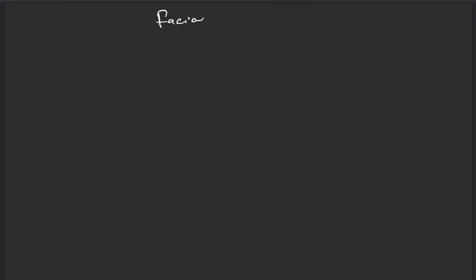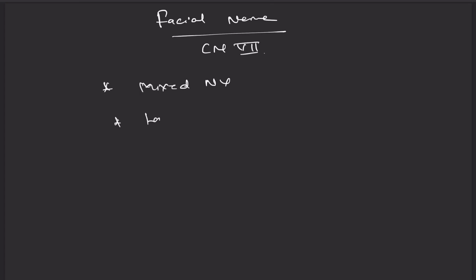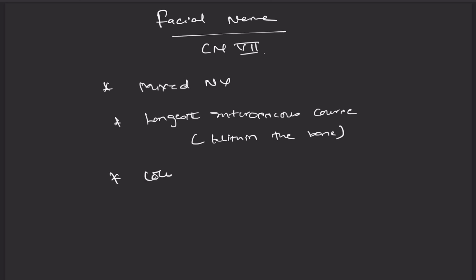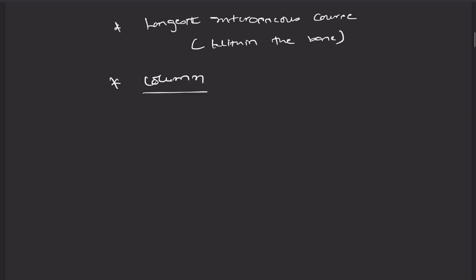Now coming to the facial nerve, seventh cranial nerve. It is cranial nerve number 7. It is a mixed nerve, with the longest interosseous course, which means within the bone it travels more. It stays longest in the interosseous course. Now coming to the columns, it is present in all the columns except the first and the last column.